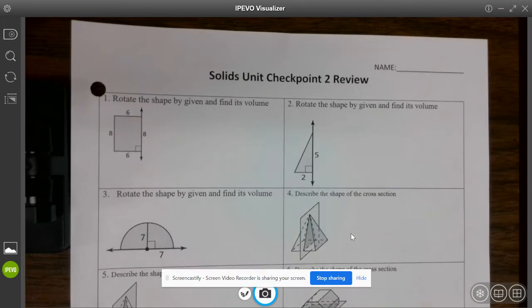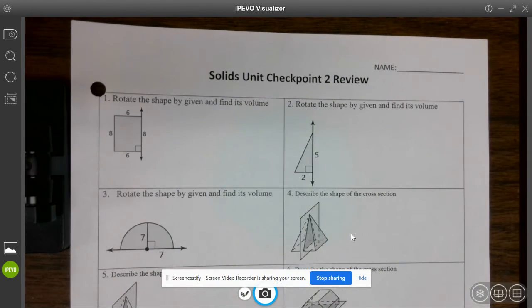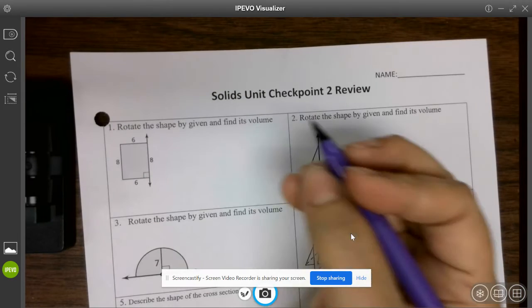Morning. So I'm going to go ahead and go over our solids unit checkpoint 2 review. This one says rotate the shape given and find its volume.